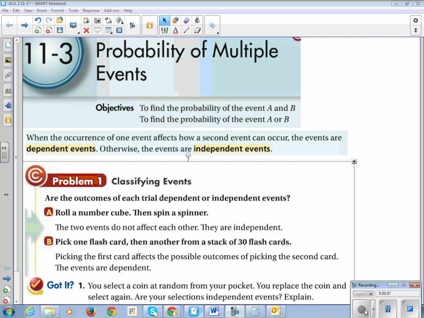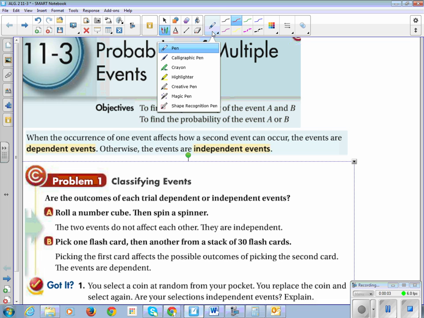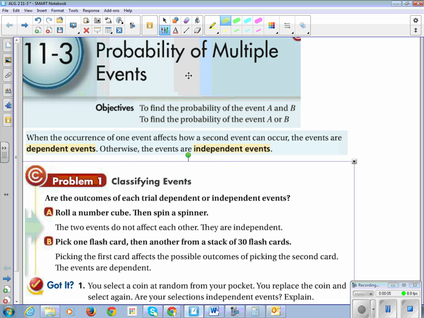So this is chapter 11, section 3, and we're going to do the probability of multiple events. So not only the probability of being a good student, but being a good athlete. Those kind of things where we're combining items.